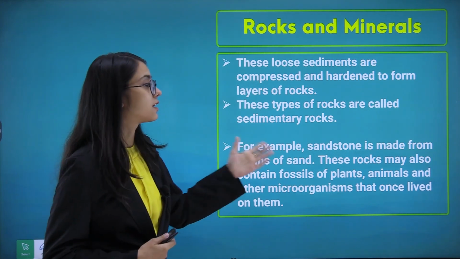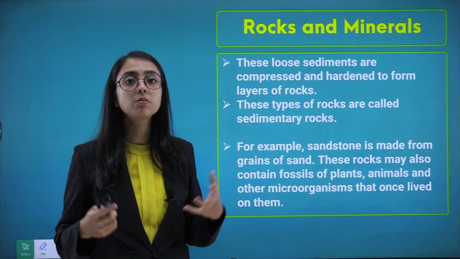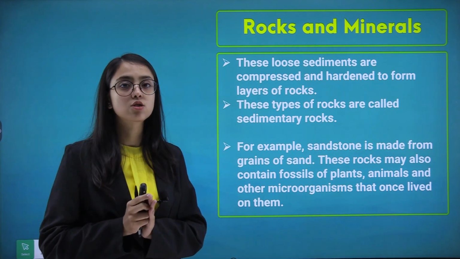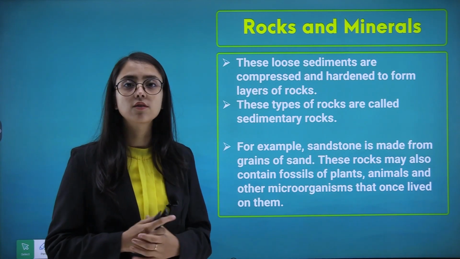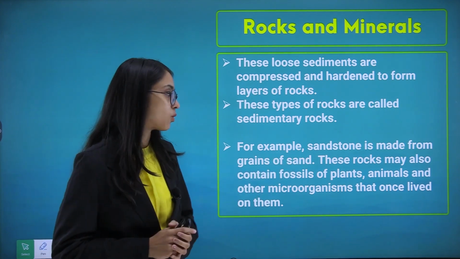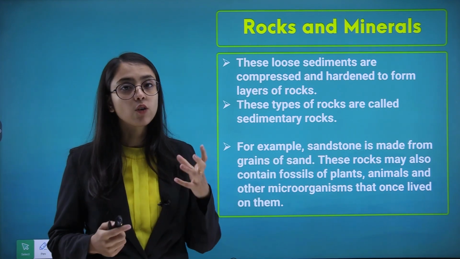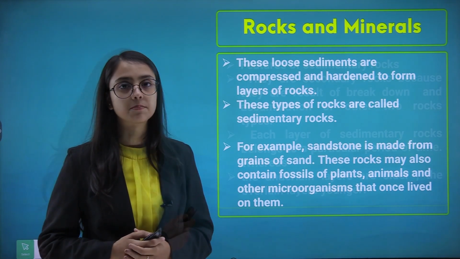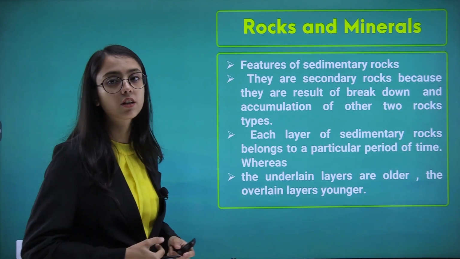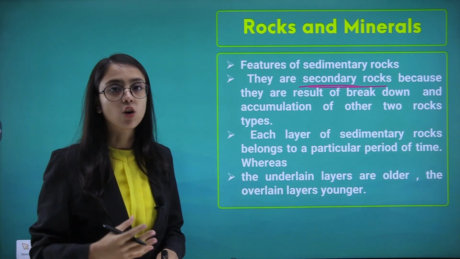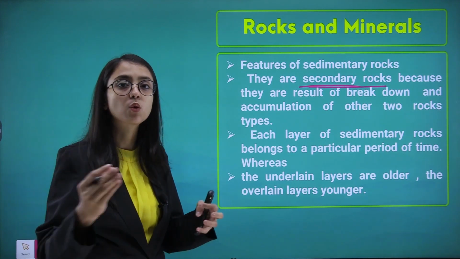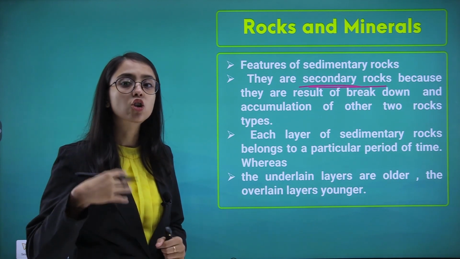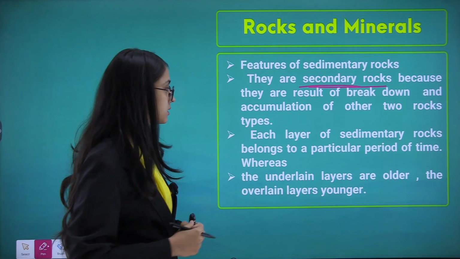For example, sandstone. Sandstone is made from grains of sand. When fine grains of sand get compressed together due to air pressure or the pressure of the surface, they form sandstone. These rocks may also contain fossils of plants, animals and other microorganisms. Now, what are the features of sedimentary rocks? They are also known as secondary rocks because they are formed by already broken down rocks which existed on the surface of the earth, and they are an accumulation of two other types of rocks.